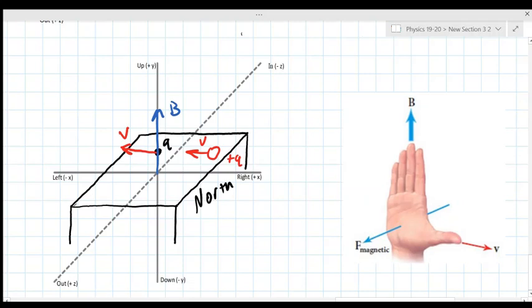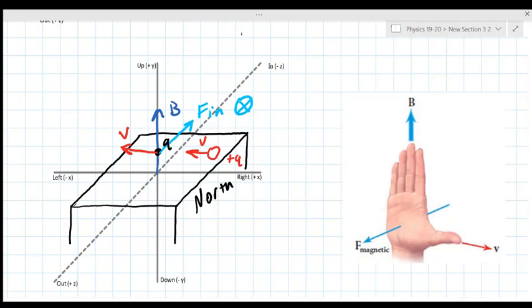Well, according to the right-hand rule, the force is either going to be in or out. Those are the only two options. It has to be perpendicular to both V and B. In this particular case, it's going to be in. The force is into the page, and the symbol for in is a circle with a cross through it.